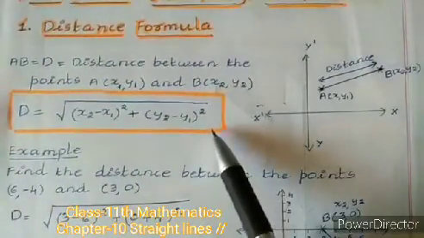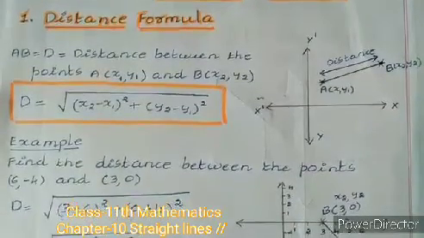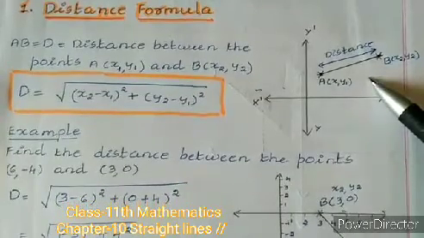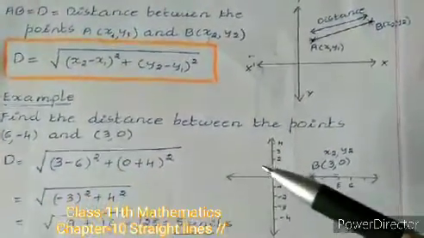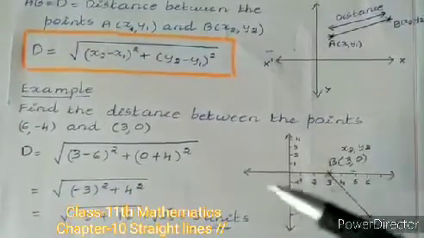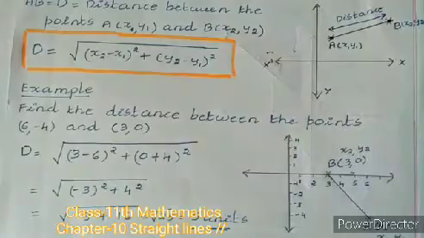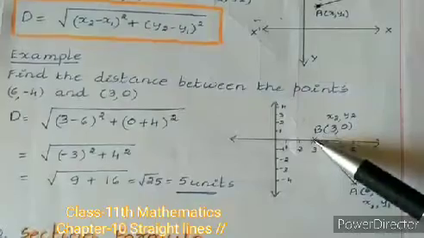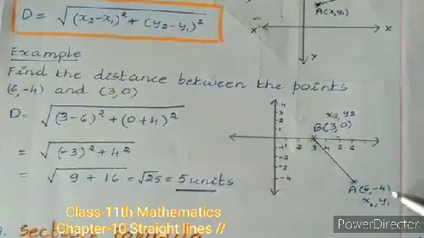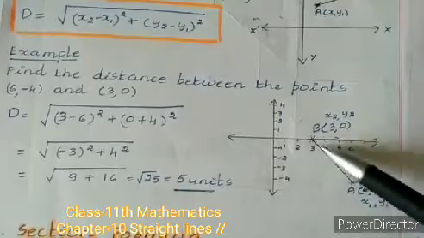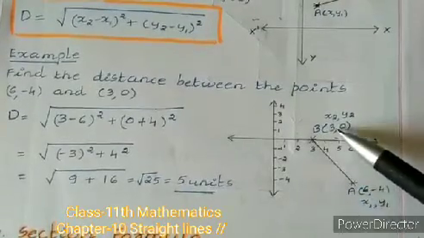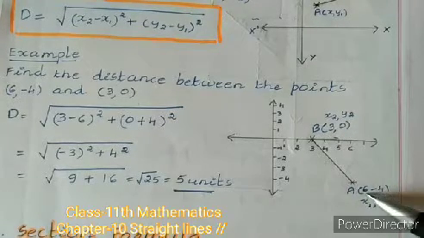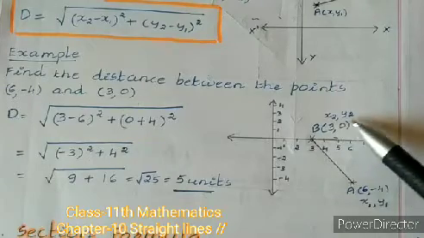Sometimes when you find the distance you may get a negative value, but here you always have to consider a positive value because distance cannot be negative. For example, let us say they have given: find the distance between the points (6, -4) and (3, 0). If you plot these on the graph, then (3, 0) we get here and (6, -4) we get here. If you join these two points, you get a straight line. Now if you want to find the distance between these two points, let us say these points are x1, y1 and this one is x2, y2.